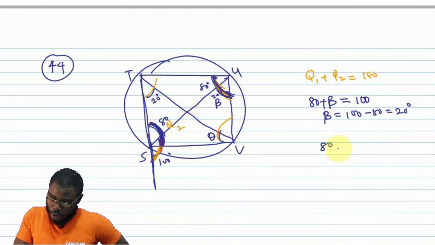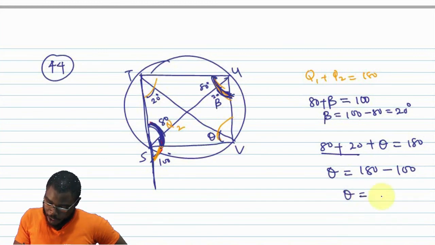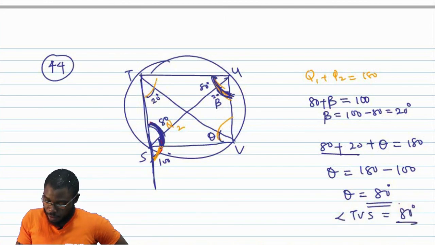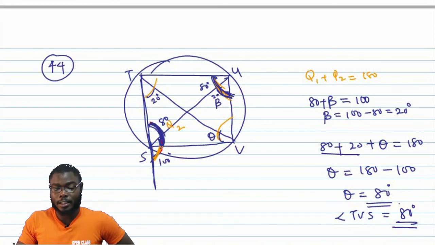This 80 degrees plus this 20 degrees plus the theta you are looking for equals 180 degrees. So your theta is equal to 180 degrees minus 100, because this and this make 100. So your theta equals 80 degrees. So your angle TVS equals 80 degrees. If you look at it, your answer is B.